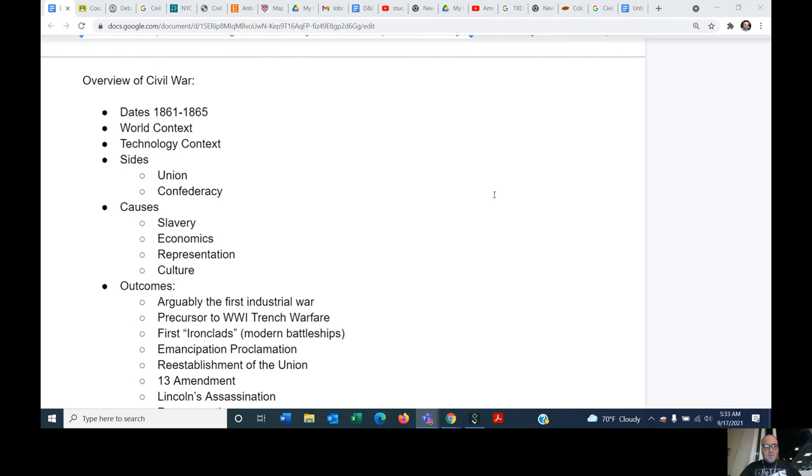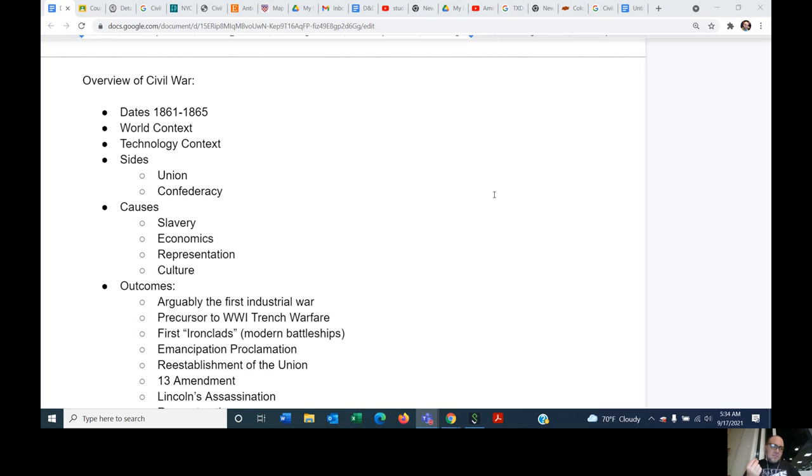But as promised, a quick overview of the historical ideas of the class. We're going to look at the Civil War. We're going to do our writing. We're going to do our literature. We're going to do all of that based around the Civil War, a thematic strand that holds the whole class together. So let's do an overview really quickly.